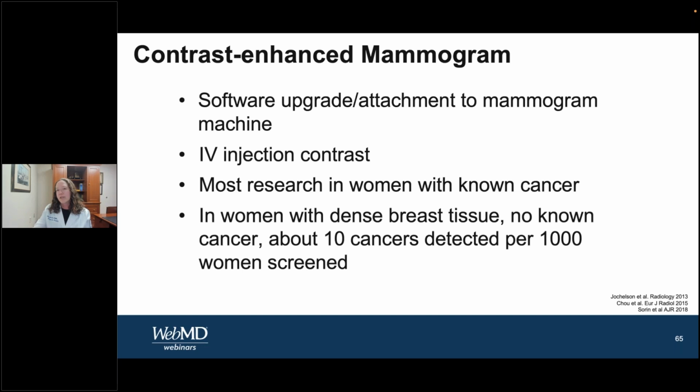Most of the research with this technology has been done in women who have a known breast cancer, but from the limited data we have in women who have dense breast tissue and no known breast cancer, it looks like we're detecting about 10 cancers per 1,000 women screened. So again, almost as high as MRI, similar to the molecular breast imaging, and definitely higher than the ultrasound and 3D mammogram.